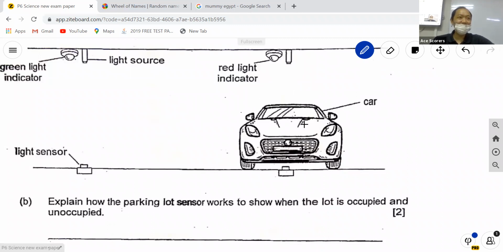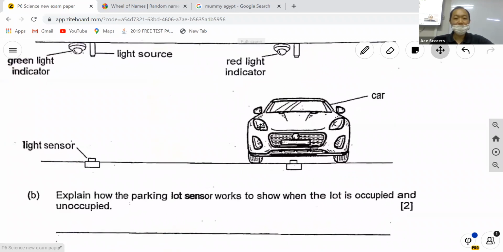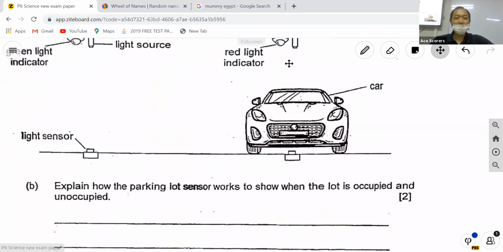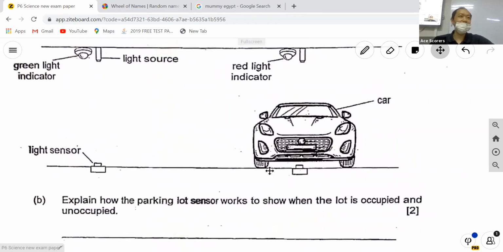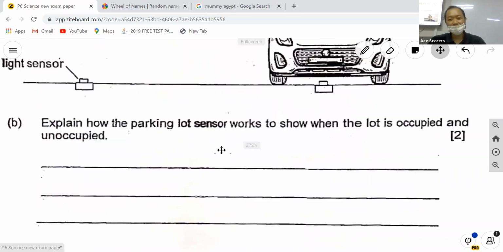Opaque, okay. It blocks the light, so the sensor cannot sense the light, and therefore you will turn red color. That's all. Yeah, something like that, right?